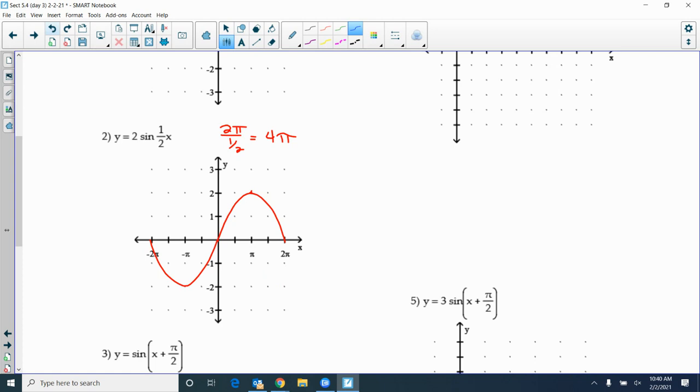All right, now I'm going to skip 4 and 5. 4 and 5 both have periods of 2 pi. The period is not changed on those. I don't know if that makes it easier or harder.